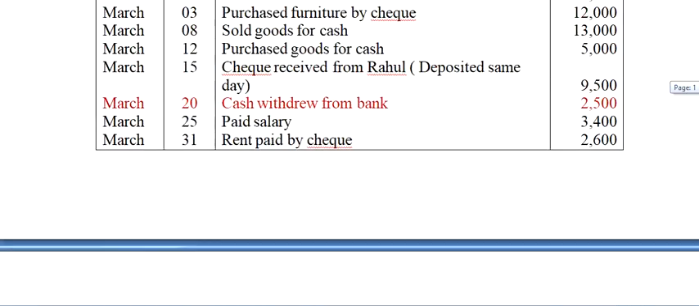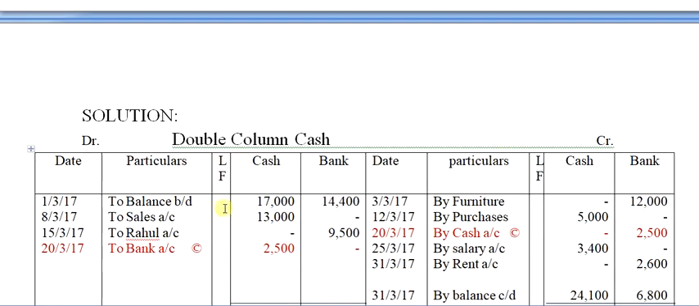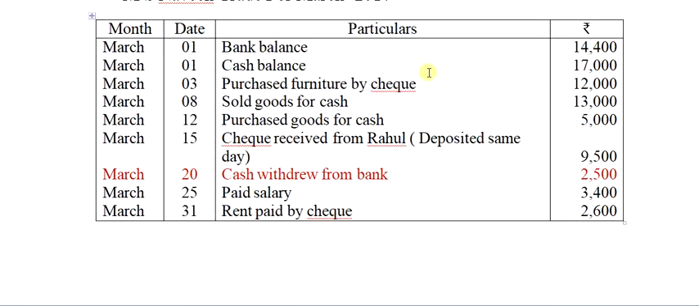Now move on to the question. We can see it one by one. What is the first thing given? March 1st, bank balance 14,400. March 1st, cash balance 17,000. Here you can notice the two balances brought down on 1st March 2017. Bank balance, how much have we taken? 14,400. Cash balance, how much have we considered? 17,000, my dear students.